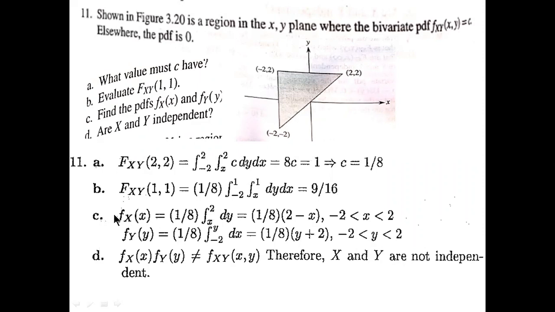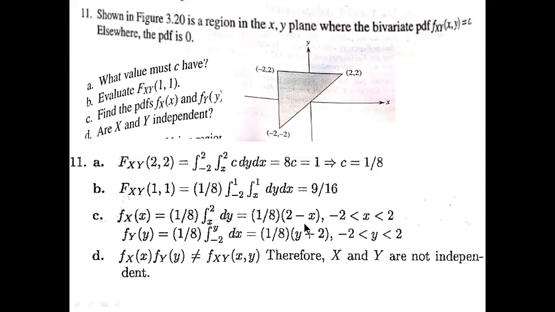Then the probability density function will be 1 by 8 integral x to 2 dy, and that will give us 1 by 8 (2 minus x) for the range of minus 2 less than x less than 2. Similarly, f_Y(y) will be 1 by 8 integral minus 2 to y dx, that is 1 by 8 (y plus 2). If you differentiate this, this will become x with the limit y and minus 2.